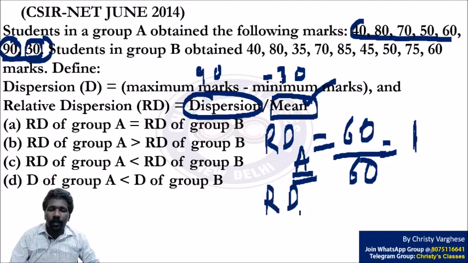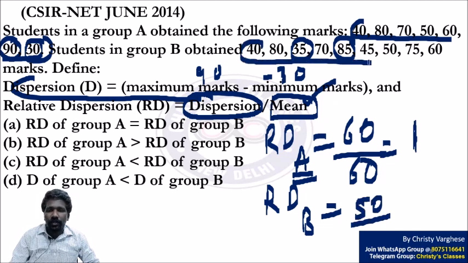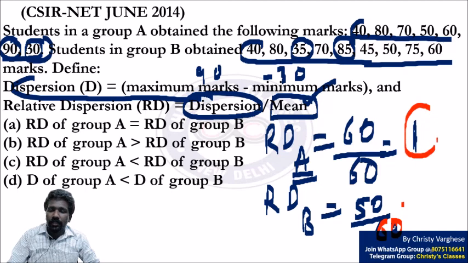Now in the same way, find the relative dispersion of group B also. For that, first find the dispersion of group B. Dispersion means maximum mark, which is 85, minus minimum mark, which is 35. The difference is 50. And the arithmetic mean of these 9 observations you can find by adding and dividing. You will get 540 by 9, which is 60. I am leaving the calculation to you. So it is 60 here. So it is 50 by 60 for B, and 60 by 60 for A.